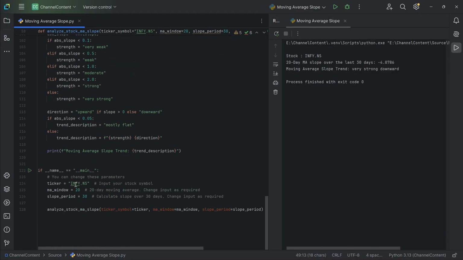For example, in this one, I've considered Infosys. Infosys, as we know, has taken a nosedive here. So if you look at the output, the moving average slope value is actually negative, and it's showing a very strong downward trend. I'll also show you the chart, and we can check whether the code is working fine.